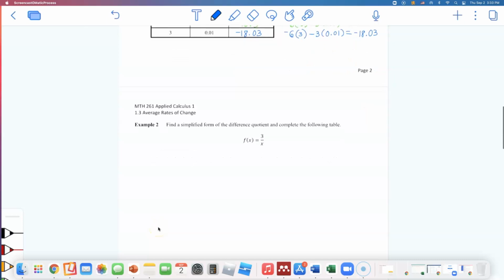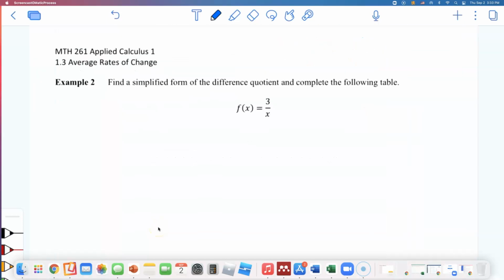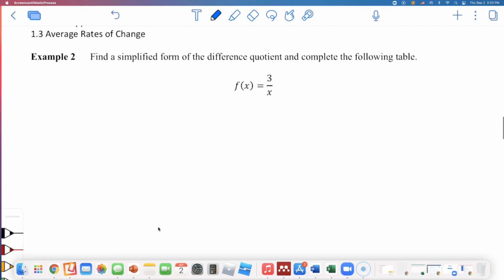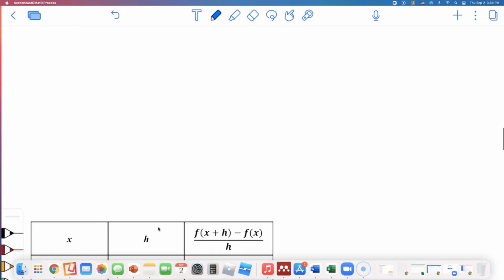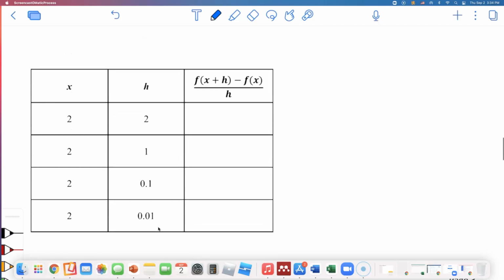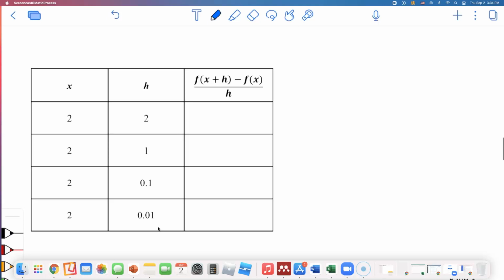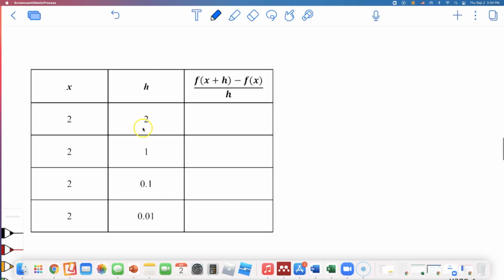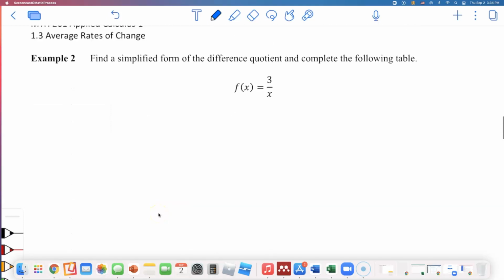All right, let me go over a slightly different looking function. This one is a rational function, but we're doing the same thing. We're going to find the difference quotient, simplify it, and then once it is simplified enough, we're going to plug in some x and h value to see what it is approaching as x gets closer and closer and closer to 0.